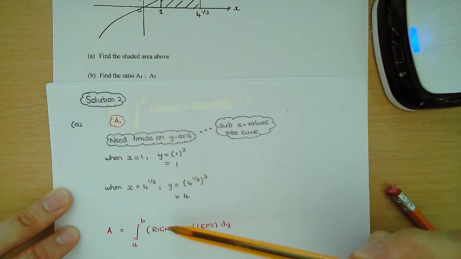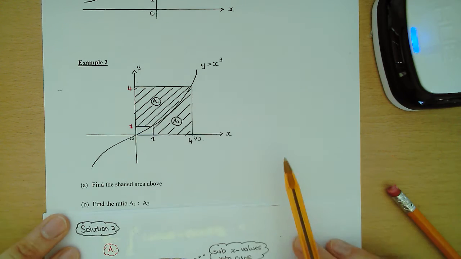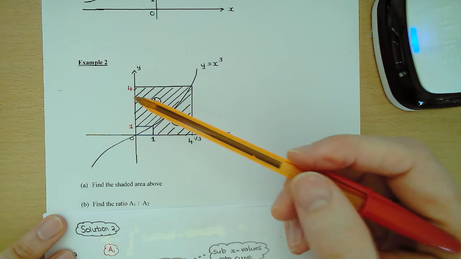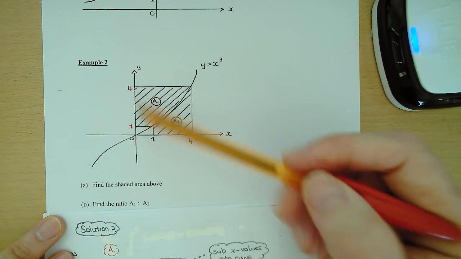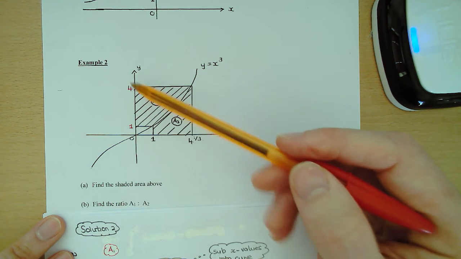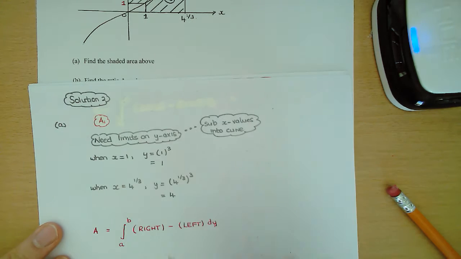Now, we've got to make x the subject of the curve to the right and the curve to the left of the area. So let's take the curve to the left of the area. Well, the curve to the left of the area is just this vertical line, which is the y-axis, and that has the equation x equals 0. So x equals 0 is the curve to the left, where x is the subject.